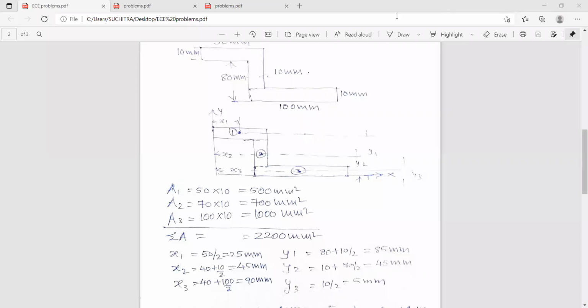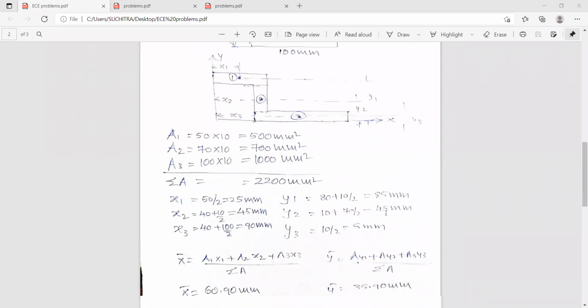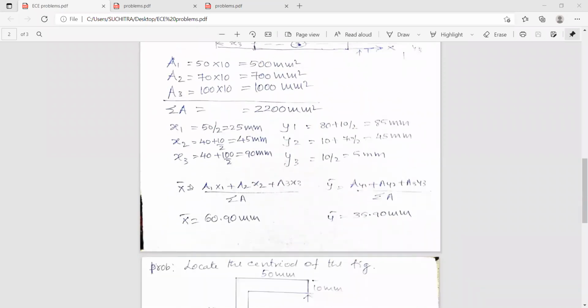And similarly y3. y3 is from this point to x-axis. So this height is 10 millimeters, so half of this is 5 millimeters. So we have A1, A2, A3, x1, x2, x3, and similarly y1, y2, y3. So now we know the equation. x bar is equal to A1 x1 plus A2 x2 plus A3 x3 divided by sigma A. Similarly, y bar is A1 y1 plus A2 y2 plus A3 y3 divided by sigma A.